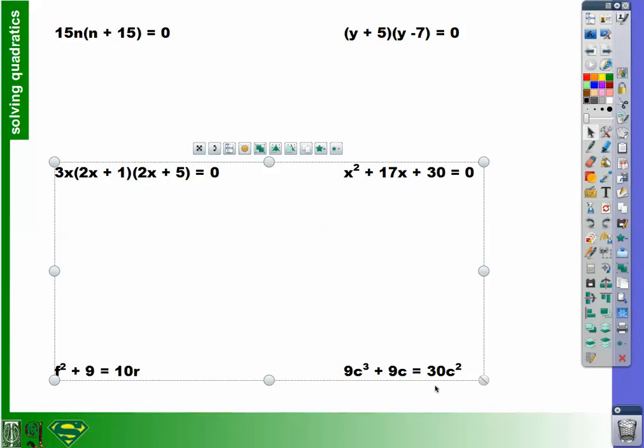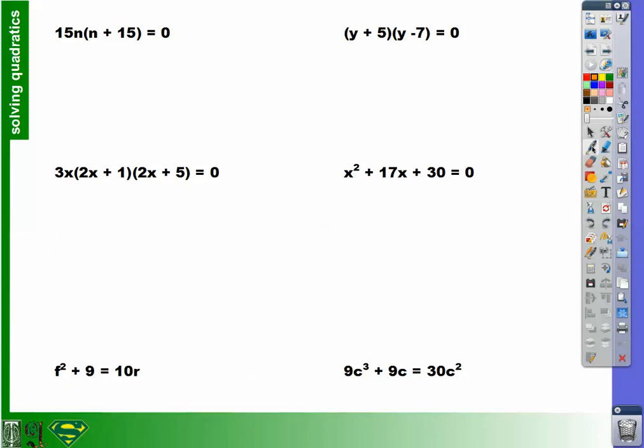The other condition that must be met is that the whole expression must be equal to 0. These 2 down here, neither of these are equal to 0. Therefore, I'm going to have to get them equal to 0 first, then factor, then solve. So that's going to be our protocol. Factor, then solve.